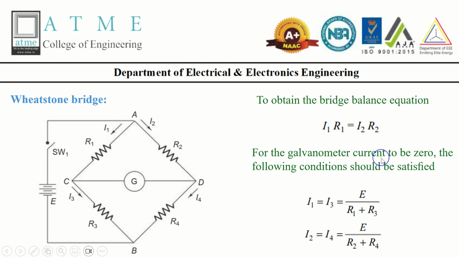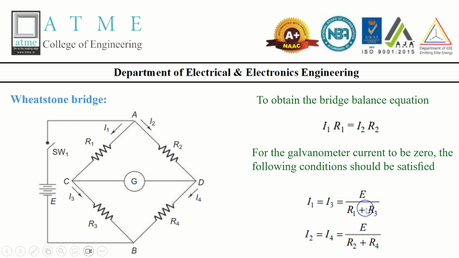For the galvanometer current to be 0, the following conditions should be satisfied. Here we have two currents, I1 as well as I2, where I1 goes through the C node and flows through I3. So I1 equals I3, and we know Ohm's law, I is equal to V by R. So with the voltage source E divided by the resistance R1 plus R3, take this as equation 1 and equation 2, whereas I2 as well as I4 is equal to E divided by R2 plus R4. Take this as equation 3.